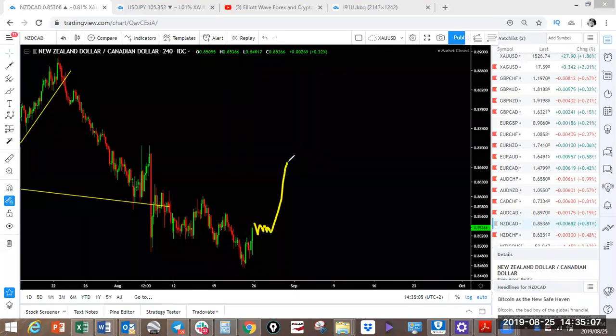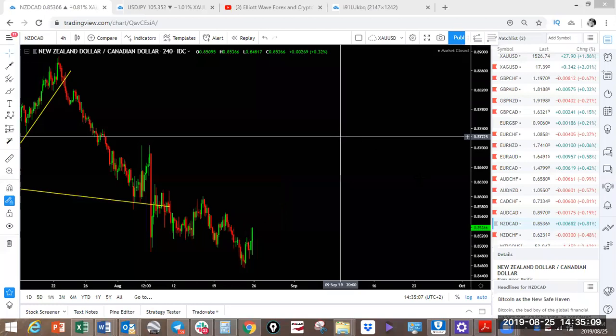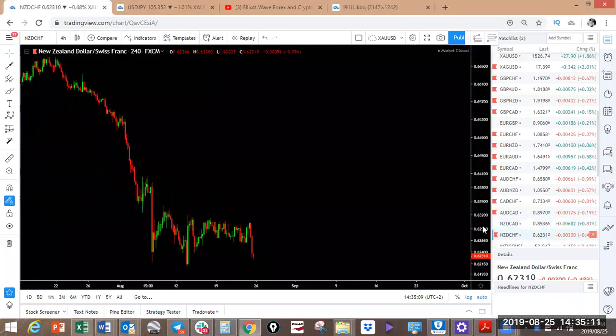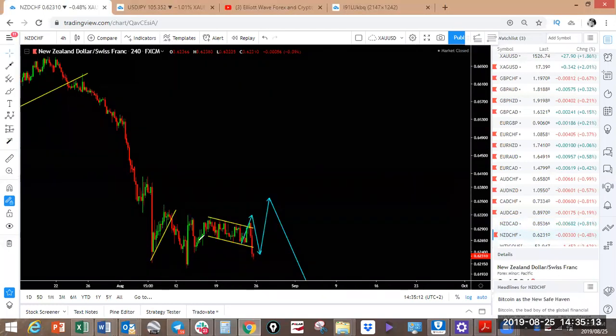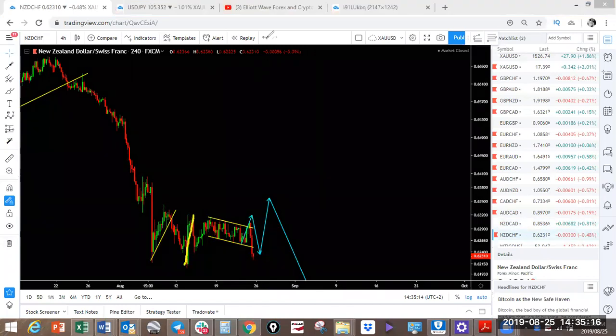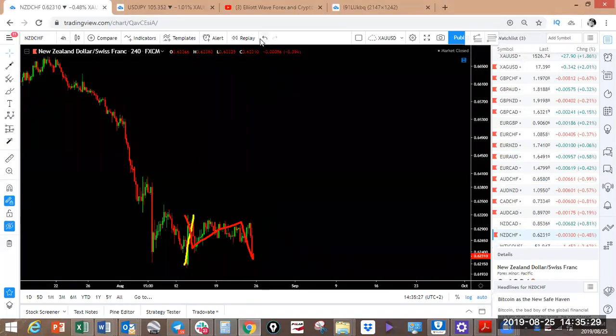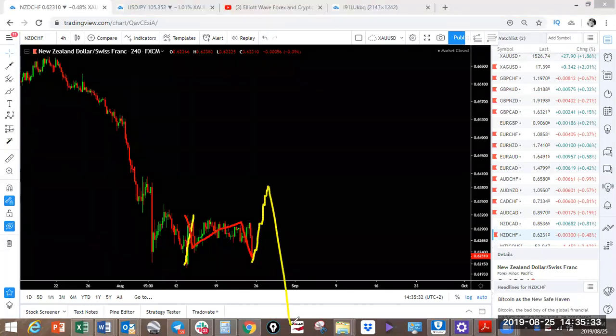New Zealand CAD. Correction, push higher. New Zealand CHF. As we move to the upside, 1, 2, 3, a push higher. Let's use yellow here and switch off there. And we'll be looking for this to do this, push lower. All right, so that is New Zealand CHF.